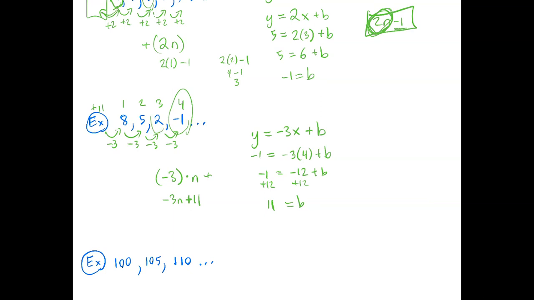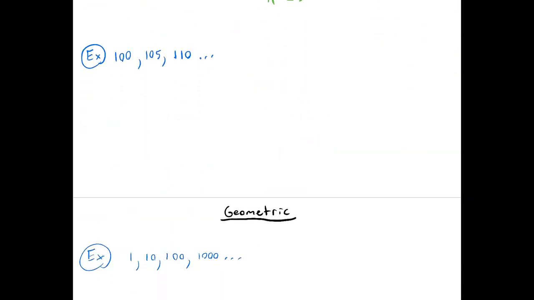And you could plug in one more and just see if I get the right thing. So -3n plus 11. I plug in 3. So the third term of this sequence is -9 plus 11, 2. Sure enough, that worked out. Okay, let's do one more.